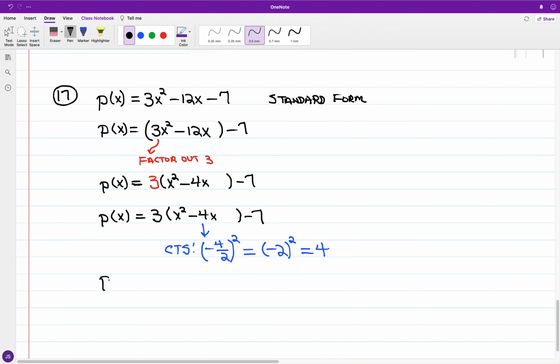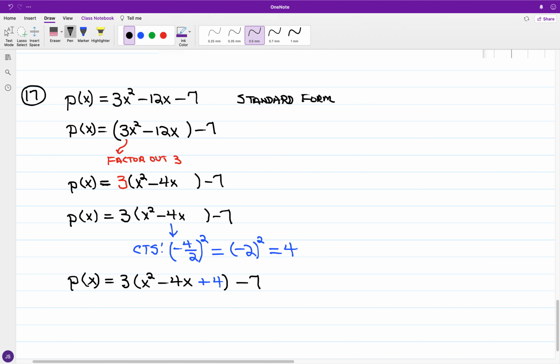And looking at what we have in the mix in terms of the change that will occur once we have 4 enter the scene. So we'll have 3 times the quantity of x squared minus 4x, and we're going to make what we have in parentheses into a squared trinomial. All right, so I'm adding 4 inside the parentheses at the front. Now I want to keep everything in balance with the original standard form setup, where I'm still going to have 3x squared minus 12x minus 7.